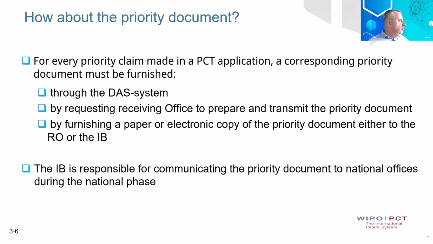We say either to the RO or the IB. Usually I would recommend, if at all possible, furnish it directly to the International Bureau, especially if it's a paper copy, because a lot of offices don't like to or are not very good at handling these kind of paper priority documents. Once you have furnished a priority document, it will be the responsibility of the International Bureau to make copies of this priority document and provide it to all the designated offices.